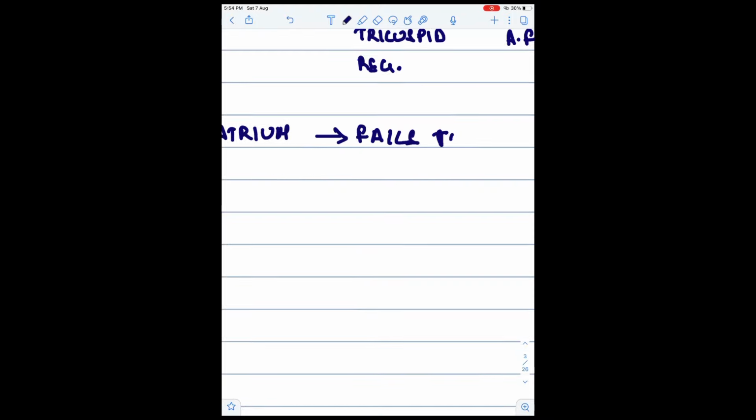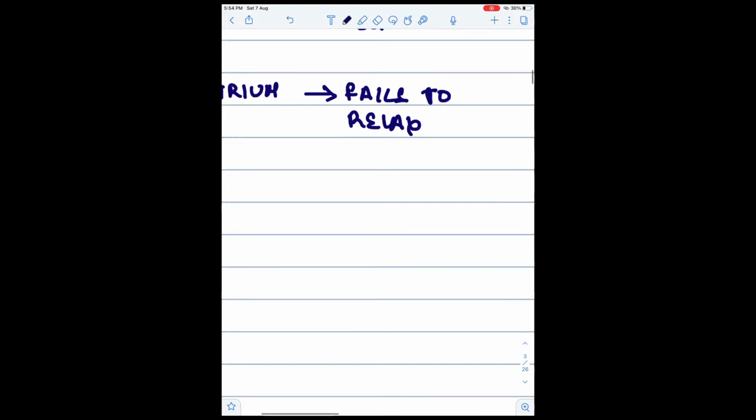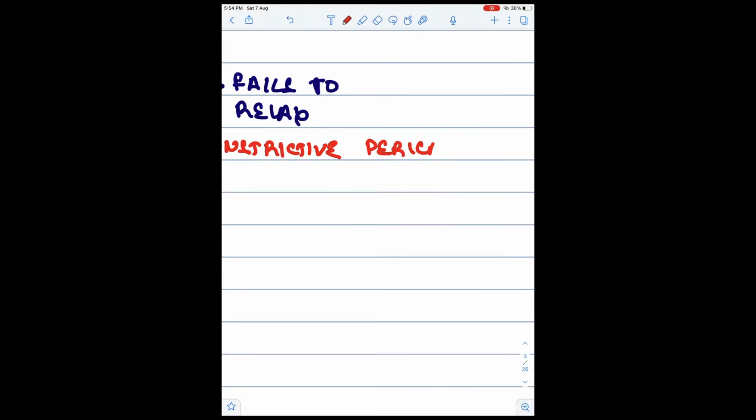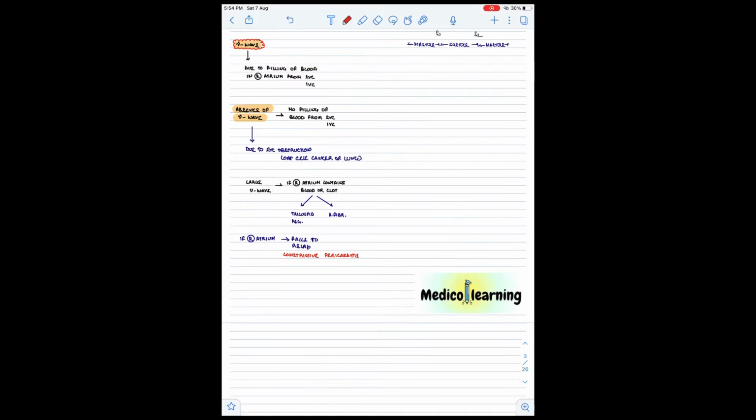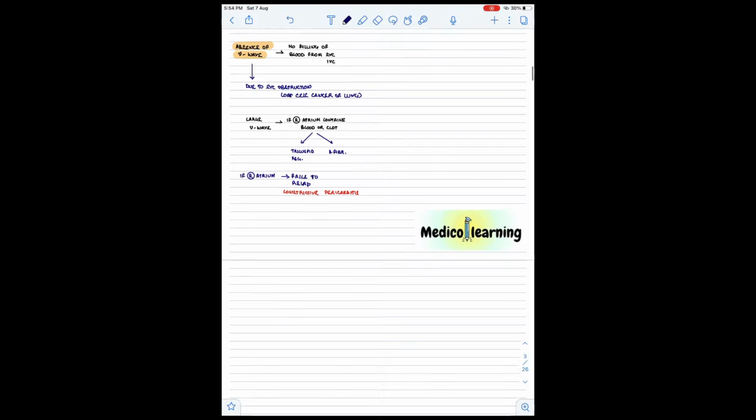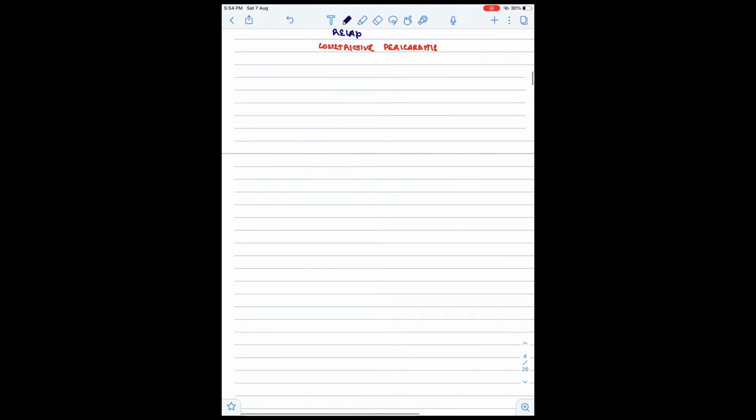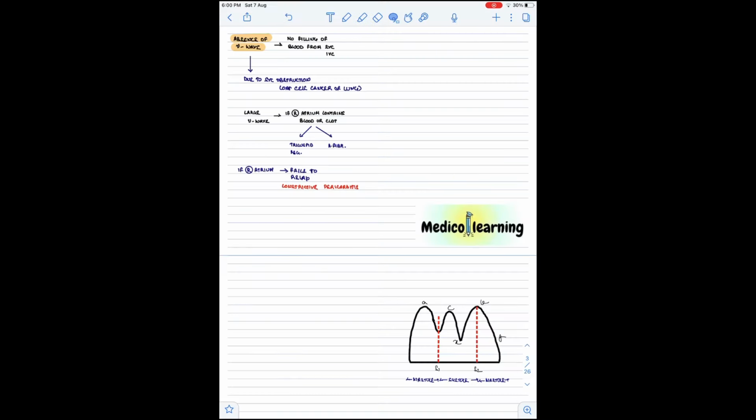If the right atrium fails to relax, then also large V waves are present. It occurs in the condition of constrictive pericarditis. I repeat, constrictive pericarditis. So in cases of constrictive pericarditis, the right atrium fails to relax, leading to the production of large V waves.